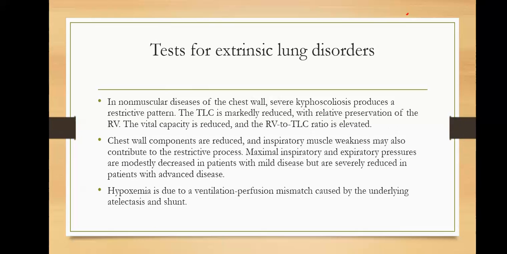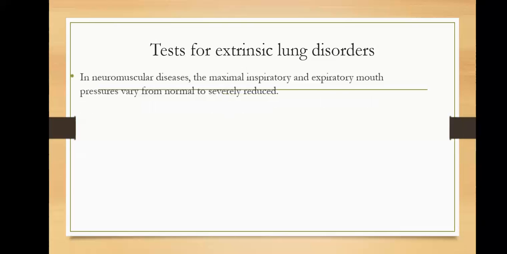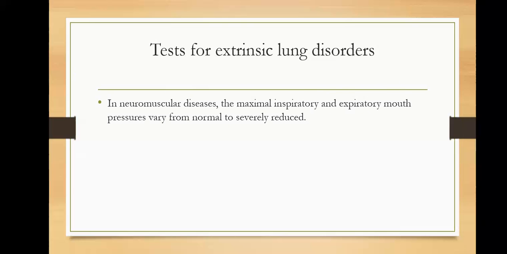And in neuromuscular disorders, the main problem is in the maximal inspiratory and expiratory mouth pressures, which range from normal to severely reduced. When the maximum inspiratory pressure falls below 30 centimeters of water, ventilatory failure commonly ensues. So here we have to do intubation for the patient with myasthenia gravis. If the maximum inspiratory pressure falls below 30 centimeters of water, then we have to do intubation because the patient is at risk of respiratory failure, or his respiration is failing.